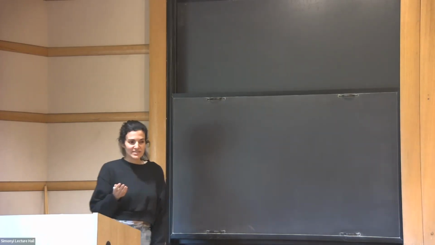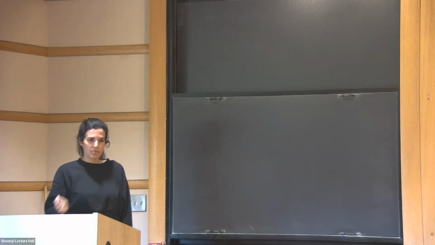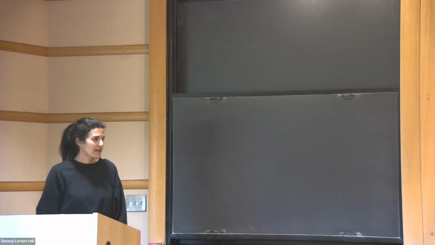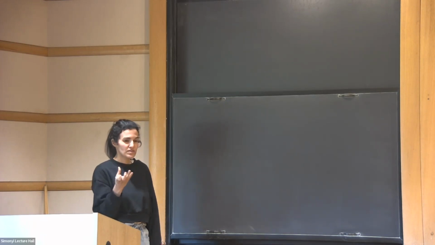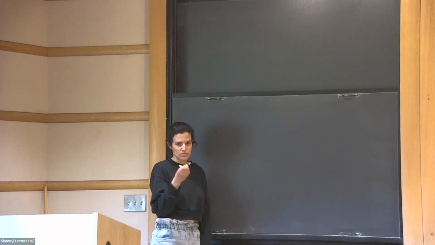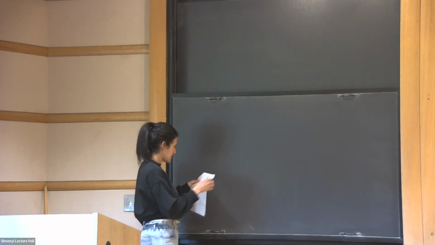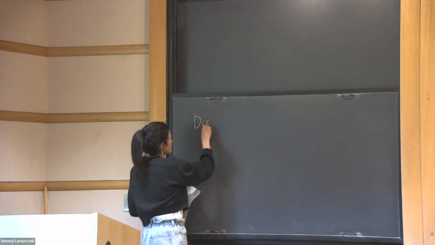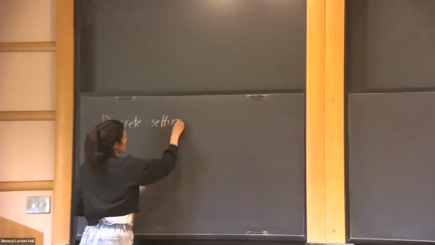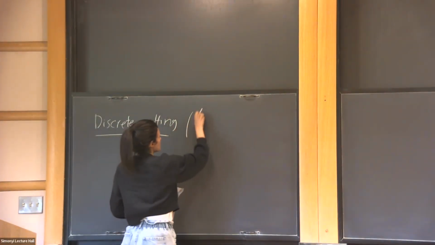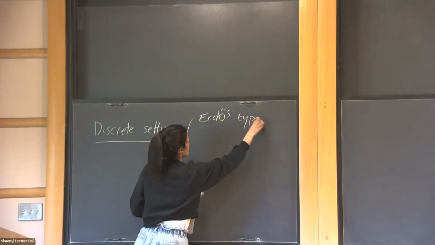Yes, so I'm going to start with listing some problems that are kind of Erdos type problems in the discrete setting. And then I will tell about some analogues where instead of finite sets we take infinite ones, and instead of the cardinality of the set we use the Hausdorff dimension of the set. So I'm starting with the discrete setting. Erdos problems.